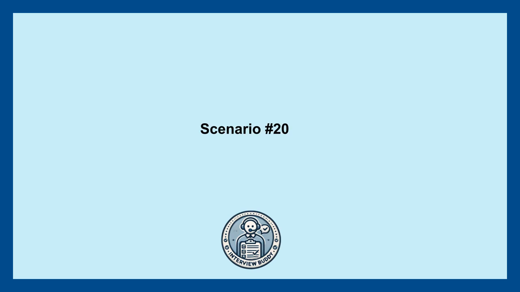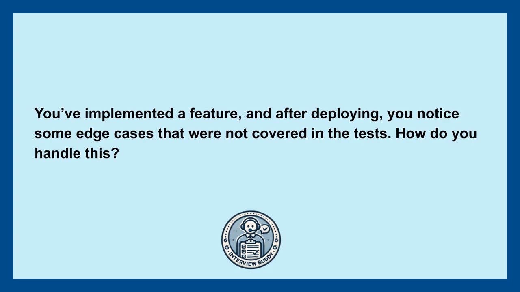Scenario number. You've implemented a feature, and after deploying, you notice some edge cases that were not covered in the tests. How do you handle this?